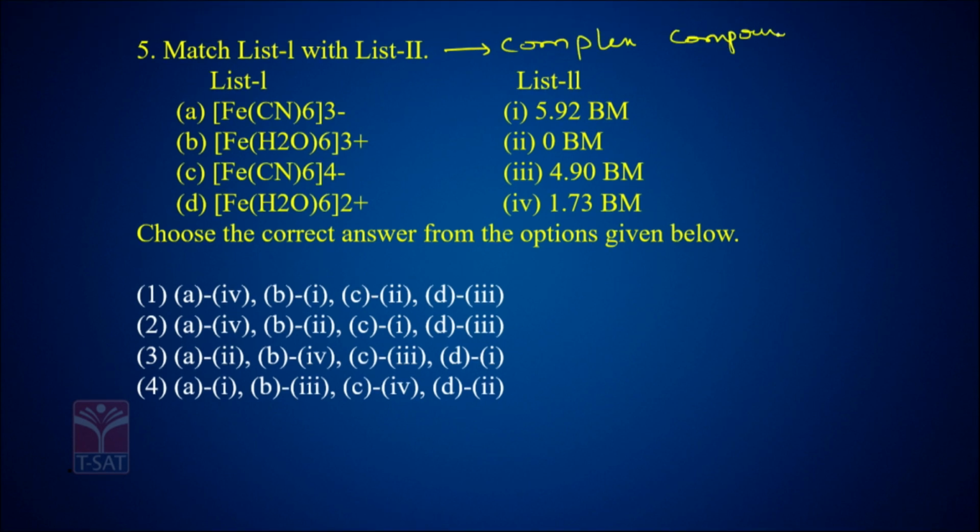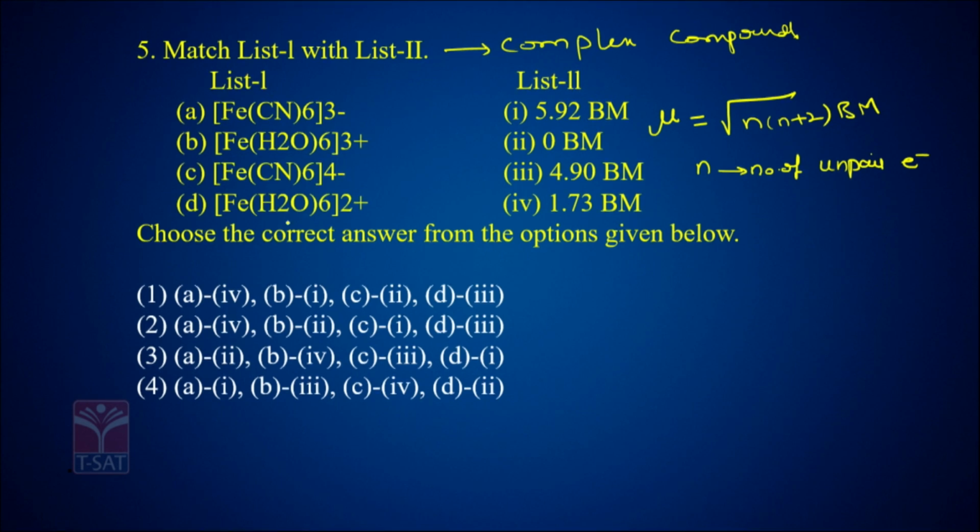Very important. In 2023 alone you got 3 questions from the complex compounds. Very important chapter. He is asking us to find the magnetic moment values. So how can you find the magnetic moment? Magnetic moment mu is equal to the square root of n into n plus 2 Bohr magnetons. Here, what do you mean by n? n is the number of unpaired electrons.